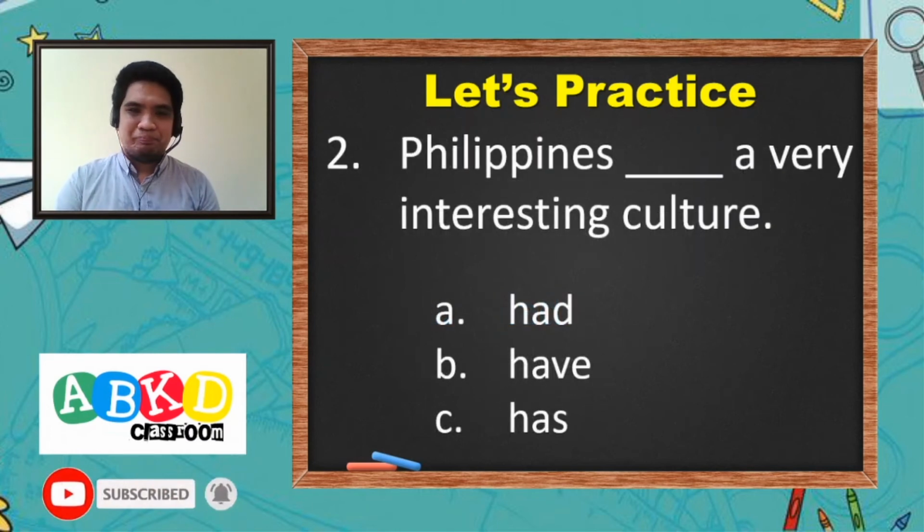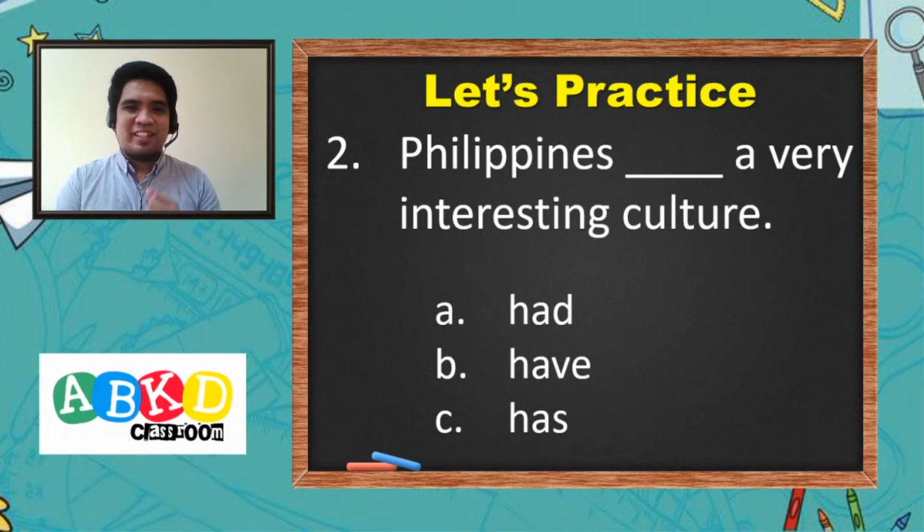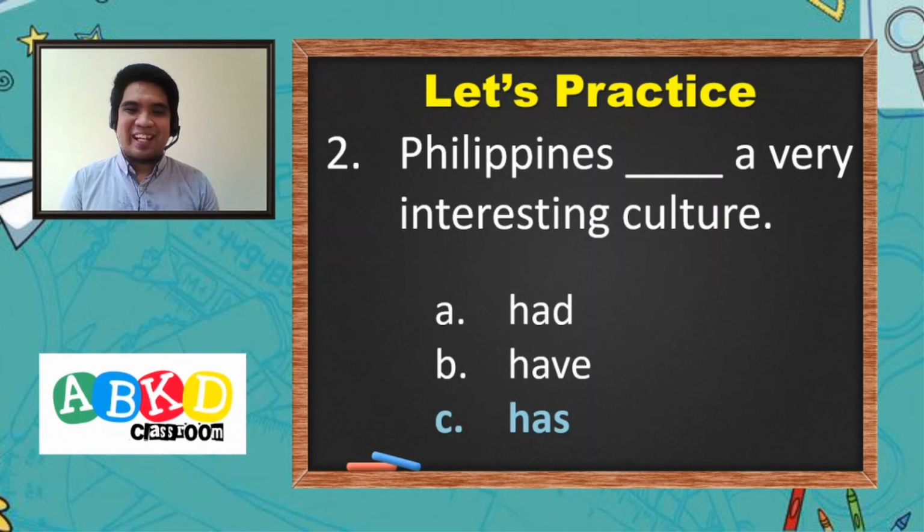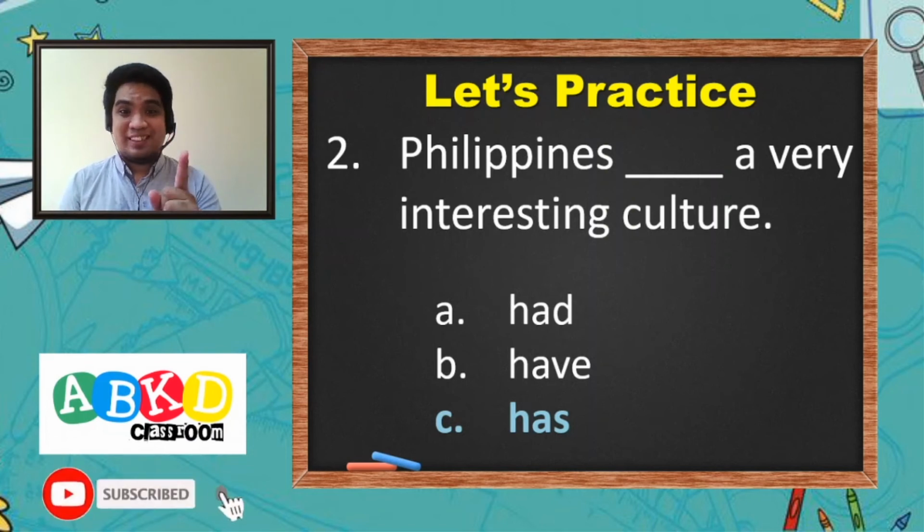Okay, second, Philippines blank a very interesting culture. I'll give you 5 seconds again. Okay, so the answer for the sentence is has. Okay, why? We're talking about an action in the present, and our subject is one, Philippines. That's why we use has.